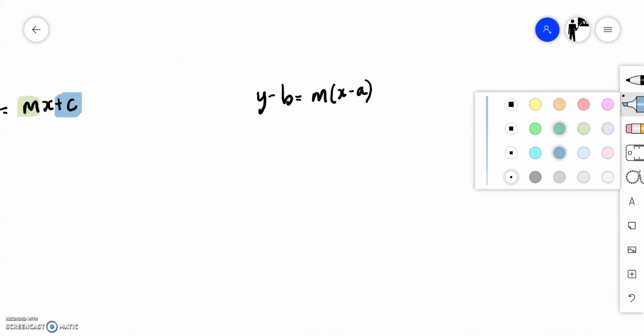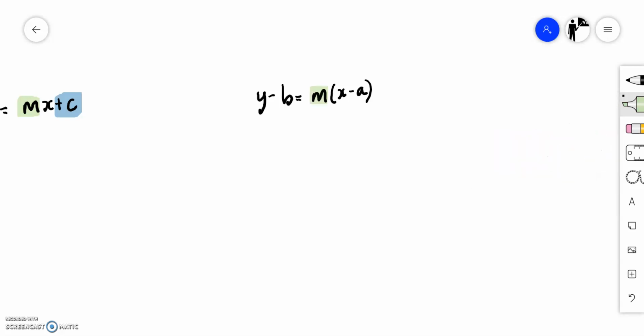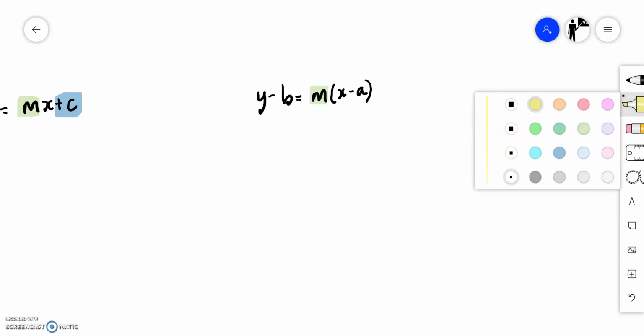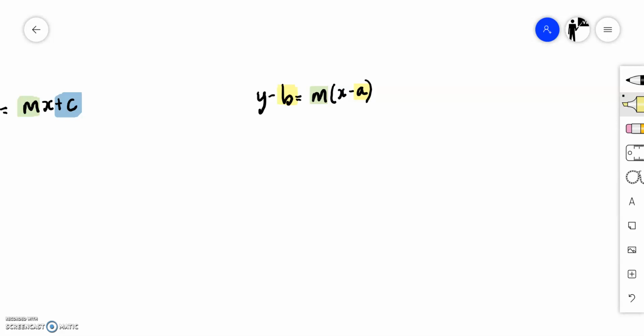If we don't know both of those pieces of information, we could use this equation here, y minus b equals m bracket x minus a, where m is the gradient and a, b, these points here, represent a point on the line. Let's have a look at this.